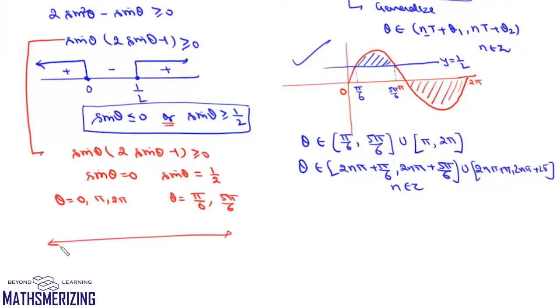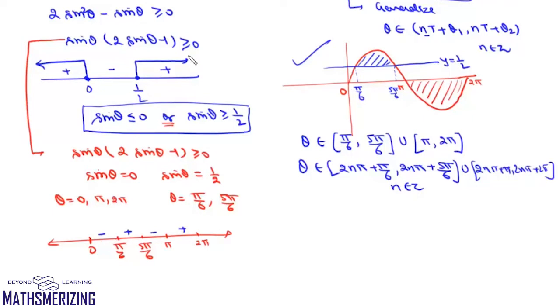So we'll plot it on the number line. So this is 0, then pi by 6, then 5 pi by 6, then pi, and then 2 pi. Now we need to decide the sign of the rightmost interval. Between pi and 2 pi, sin theta is negative. So this is negative and this is negative, so minus minus will be plus. So this is plus, minus, plus and minus.